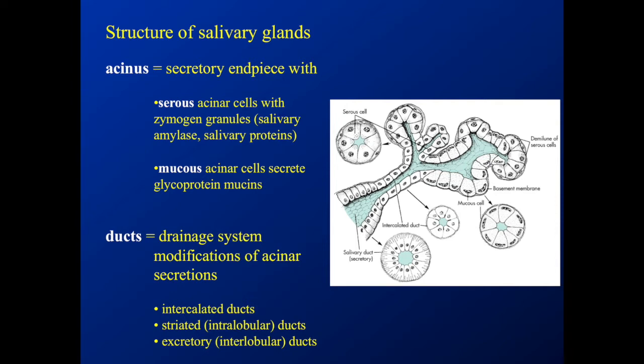The ducts are a drainage system that goes from smaller to larger and larger. You have the intercalated ducts, which are the smallest ducts, and then they open out into striated interlobular ducts, and then the excretory interlobular ducts are the largest, and from there the salivary secretion will end up in the lumen of the GI tract.